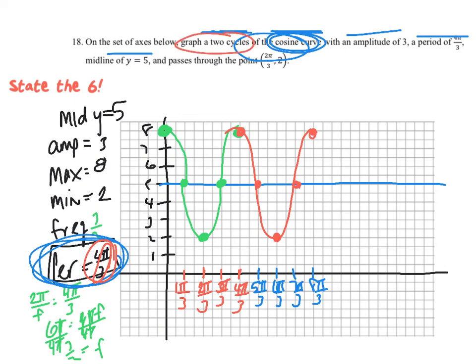You'll notice it said pass through the point 2 pi over 3, 2. I didn't even worry about that, and just because of the nature of it, it did turn out to pass through that point just by graphing it out correctly. So graphing these functions certainly takes time, and we really want you to focus on writing out the 6 before you attempt to graph.